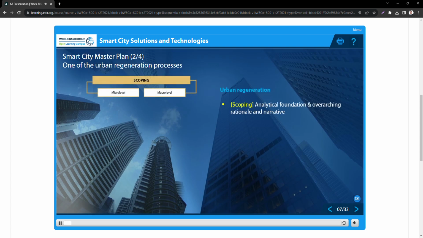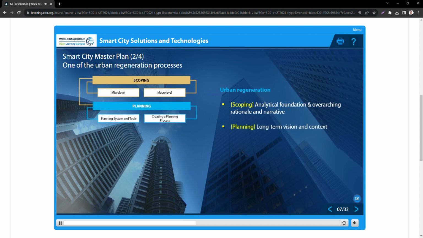A transformational urban regeneration process consists of 4 distinct phases: scoping, planning, financing, and implementation. Scoping is a process which provides decision-makers with a strategic assessment to identify and promote regeneration. Scoping provides an analytical foundation and engagement process that the city leaders can use to generate choices and to debate and decide on the best course of action.